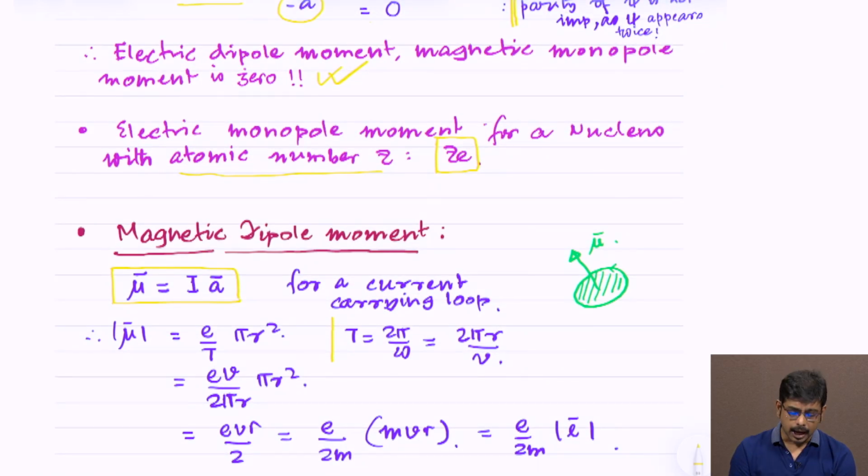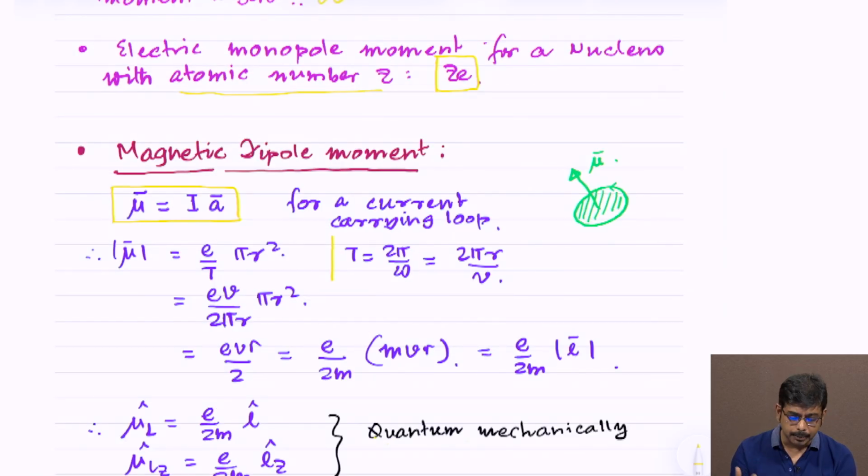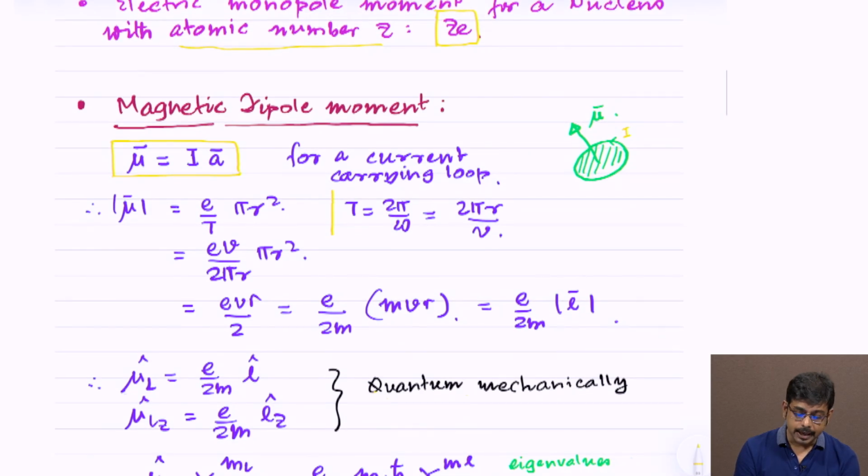Now, in order to do that, let us start from the classical idea of how you can find the magnetic dipole moment. Suppose you have a current carrying loop which is carrying a current I, and the magnetic dipole moment mu is therefore I into A, where A is basically the area. You can also say that this I can be defined by e by T, where T is essentially 2 pi by omega or 2 pi r by v, where r defines the radius of the circle, and v defines the velocity of the particle, right.